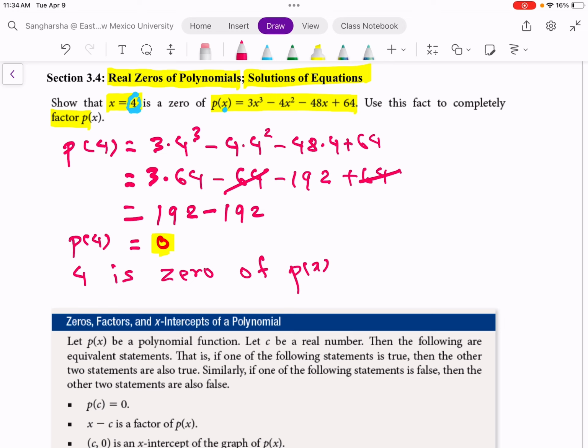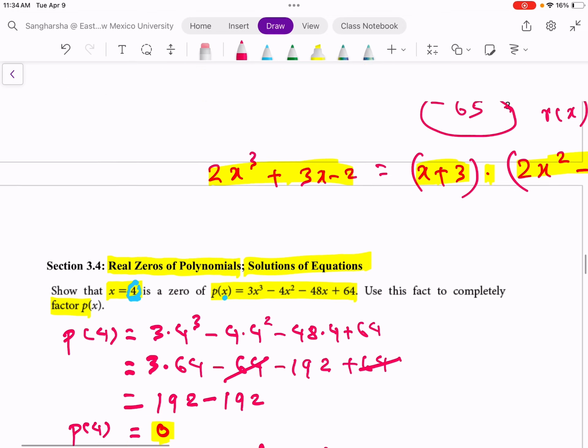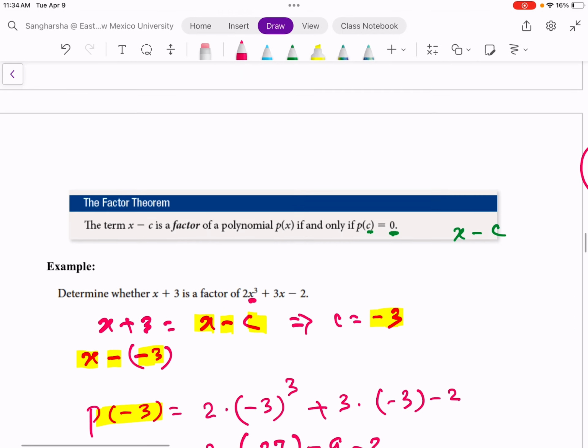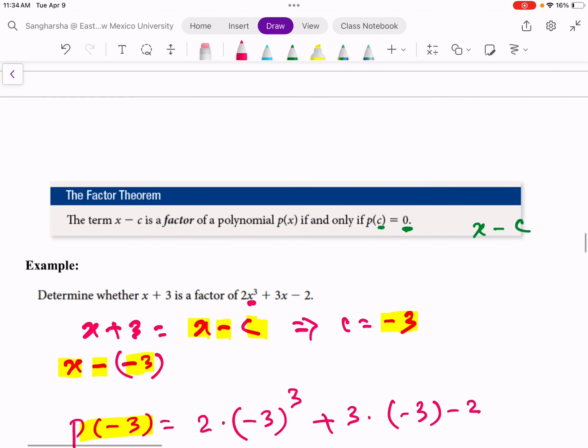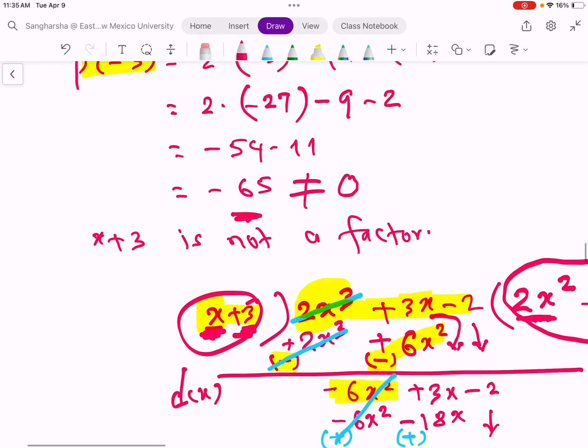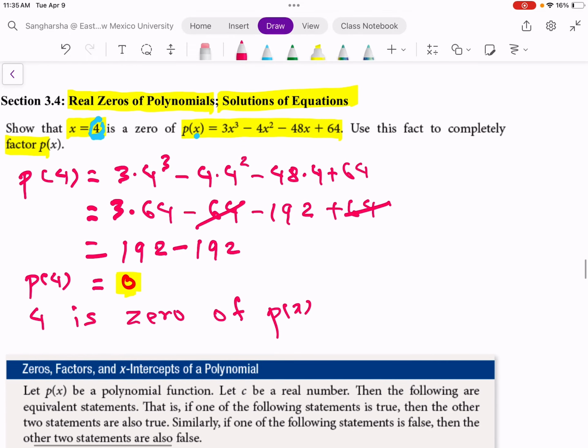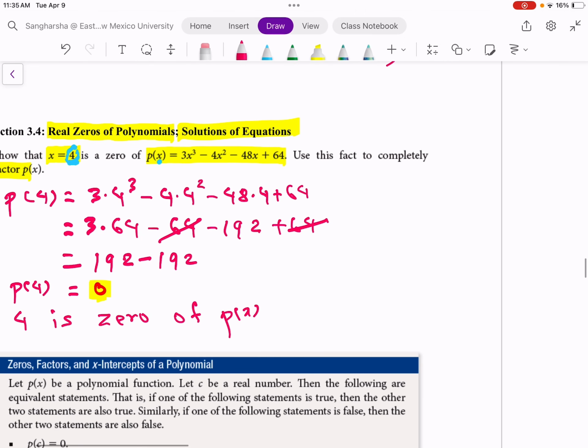Now let's go back to our factor theorem. If p of some number is 0, so we had p of 4, right? If p of any number is 0, then x minus that number is a factor of the given polynomial. So we use the factor theorem here. Okay, so let's use the factor theorem.